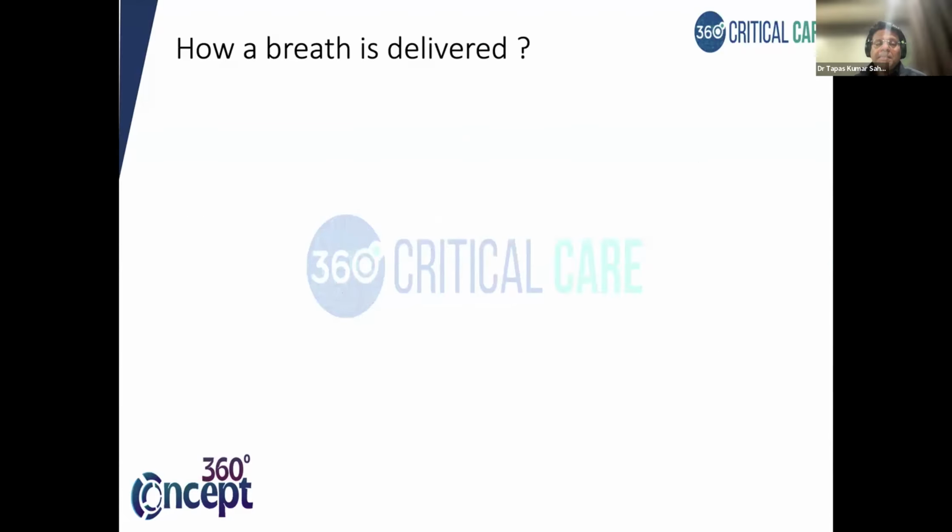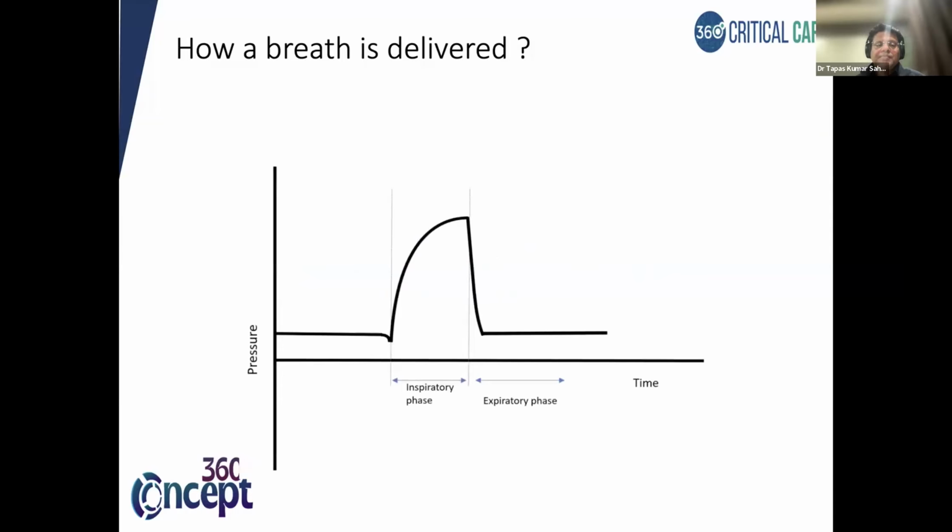Now, just a simple physics that I will be taking you through in the next 4 slides. How a breath is delivered. Simple. There would be the baseline PEEP, then there would be the inspiratory phase, then there would be the expiratory phase. And you have seen here, time is on the x-axis, pressure is on the y-axis.